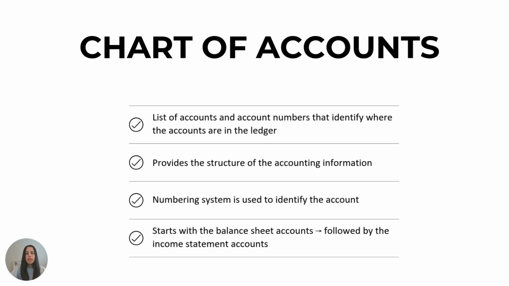So chart of accounts. Chart of accounts is another report that is created that lists all the accounts and account numbers that identify where the accounts are in the general ledger. So it's a report essentially listing all of our accounts. It provides the structure of the accounting information. The numbering system is used to identify the account, and it will start with the balance sheet accounts, followed by the income statement accounts. So it's going to follow the same ordering as the general ledger.